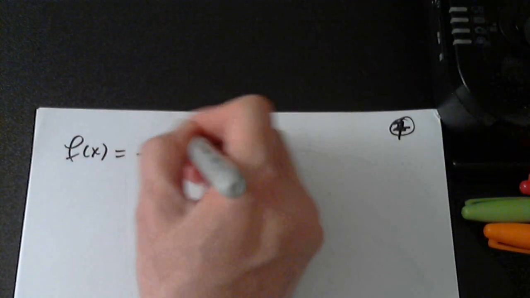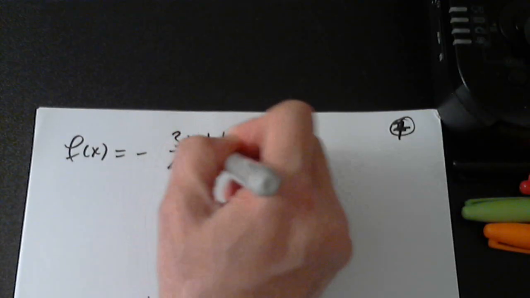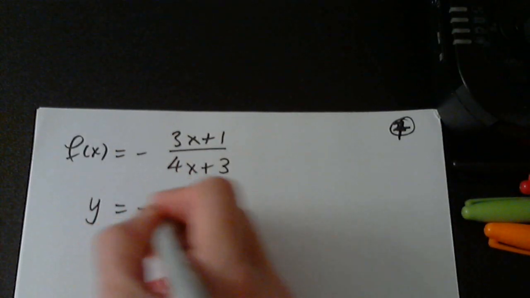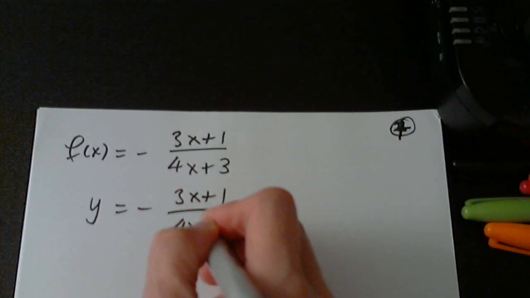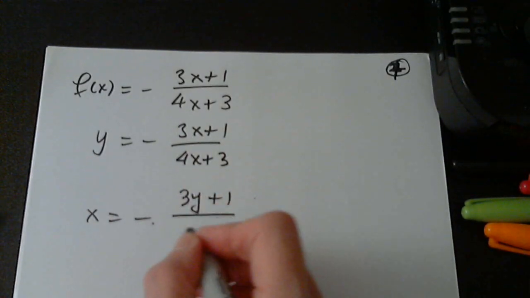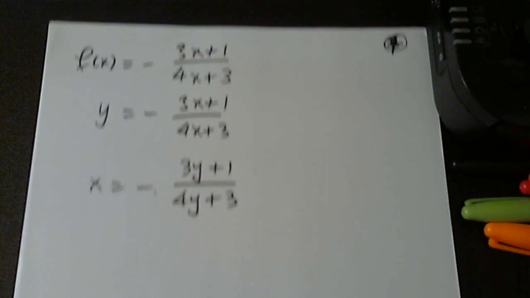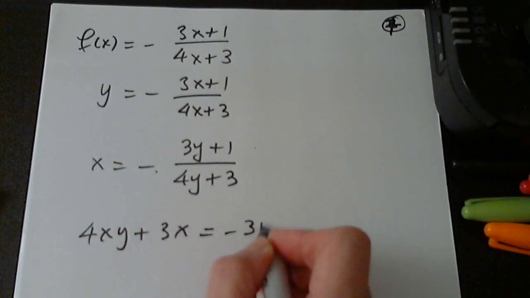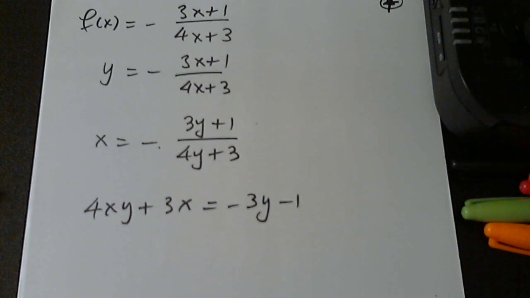Okay. So we have f of x equals negative 3x plus 1 over 4x plus 3. So this is a 4-step procedure, as we know. Y equals negative 3x plus 1 over 4x plus 3. We interchange. X equals negative 3y plus 1 over 4y plus 3. We cross multiply. So 4xy plus 3x equals negative 3y minus 1. Any questions so far? Let's stop for a moment. Is this okay so far?